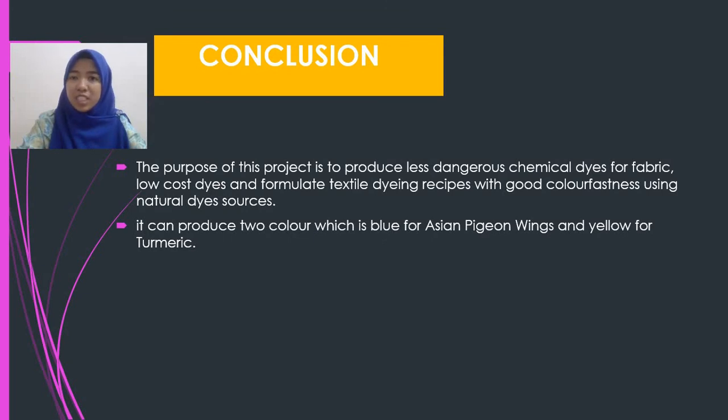As for the conclusion, this project managed to produce two types of color for the fabric, which are the blue from the Asian pigeon wings and yellow from the turmeric. The dyes produced are less dangerous because we don't use any chemical in them, and the formula that we managed to produce gives a very beautiful bright color by using the natural extracted plants.